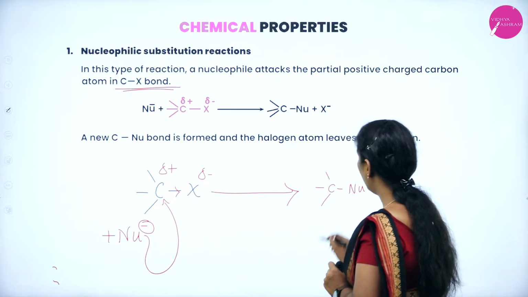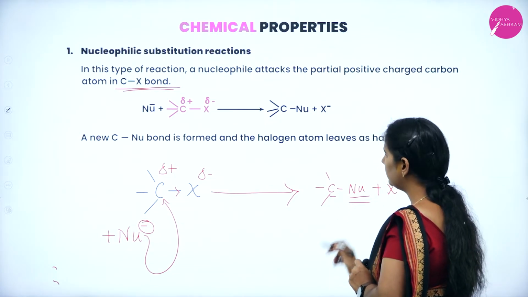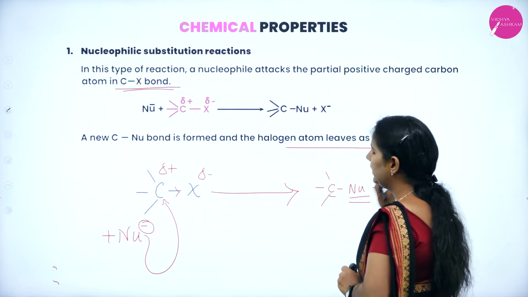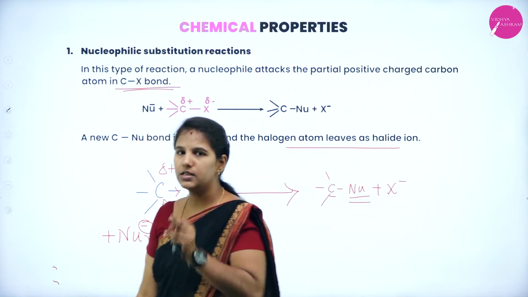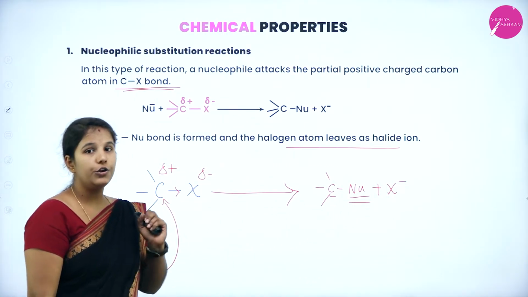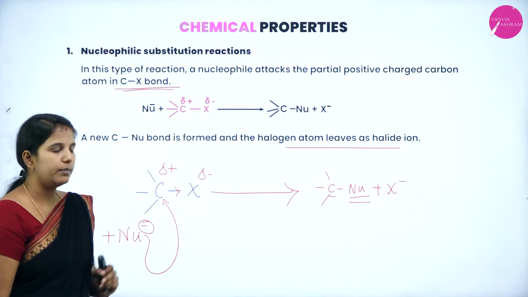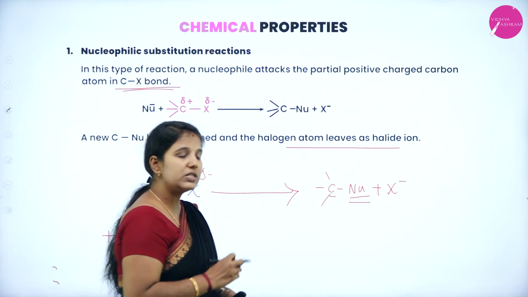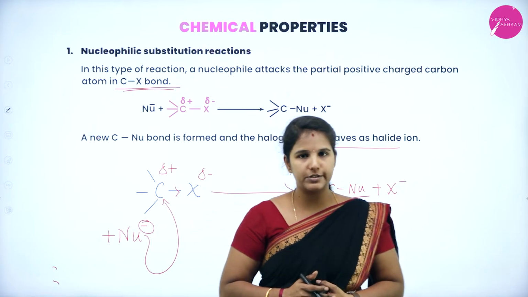A new bond of carbon with the nucleophile has been formed, leaving a halogen atom separated out. This kind of reaction is known as what? Nucleophilic substitution reaction. Remember, nucleophiles are the species which are always attracted towards a positive center.